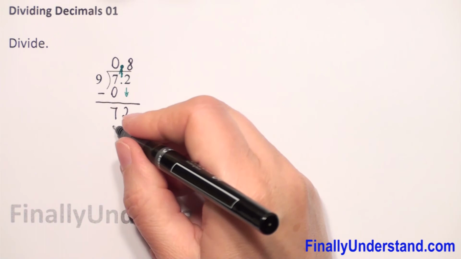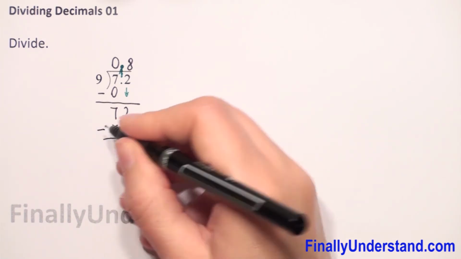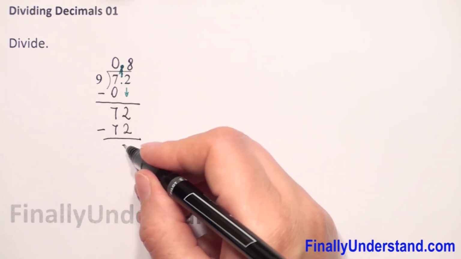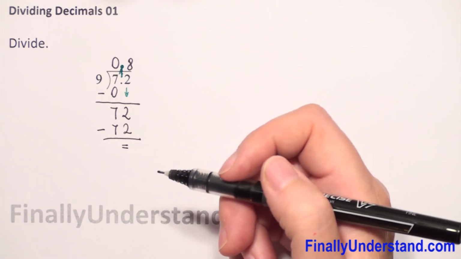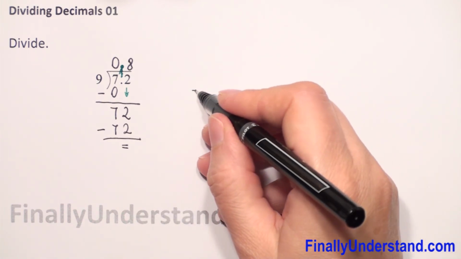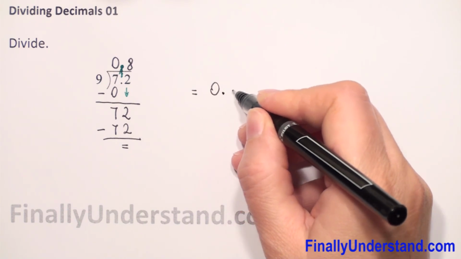8 times 9 is 72, and we have to do subtraction. 72 minus 72 is 0. So we finish long division, and our solution is 0.8.